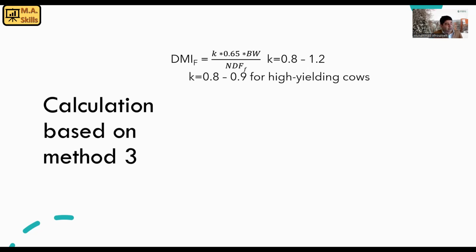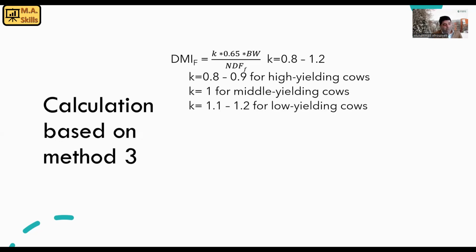So for the coefficient K, we have a range of numbers from 0.8 all the way to 1.2. So if you are formulating a diet for high yielding cows, you can go with 0.8 or 0.9. For middle yielding cows, or let's say the mid lactation cows, you can go with a coefficient of 1. And if you are formulating for low producing cows, then you can use 1.1 or 1.2.